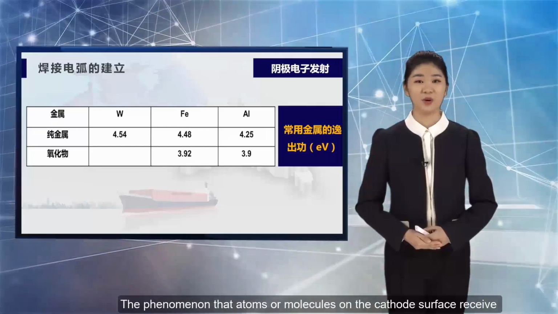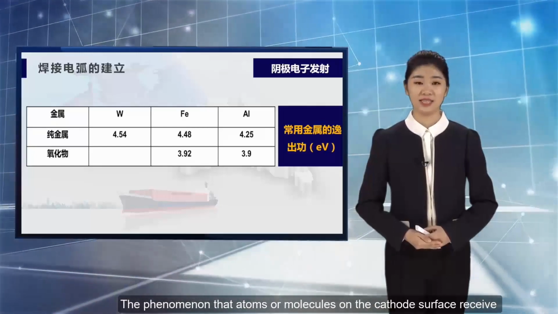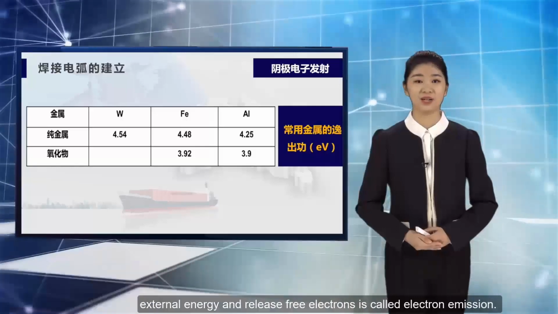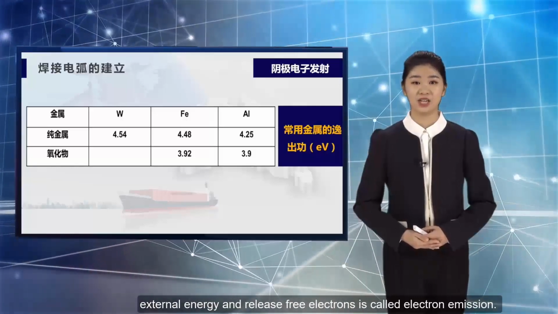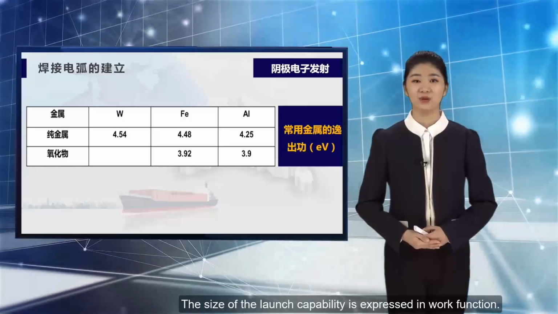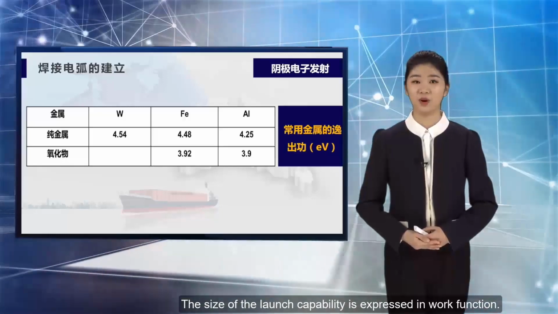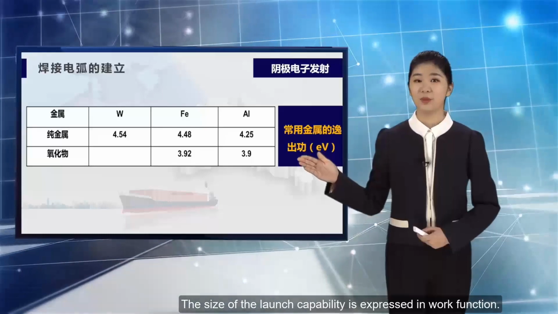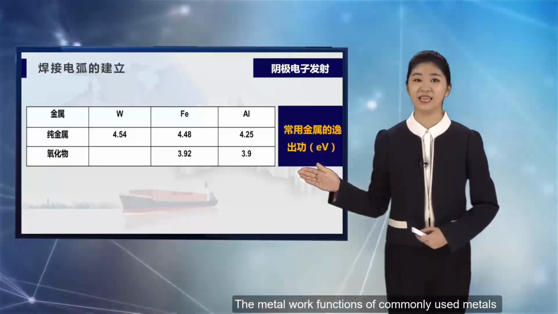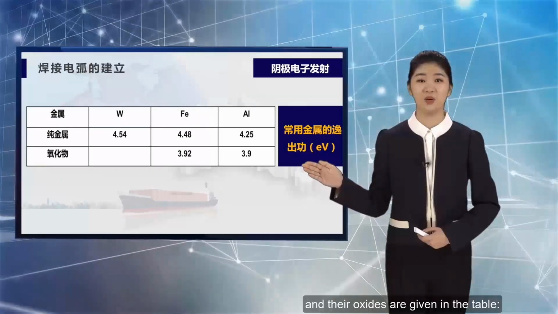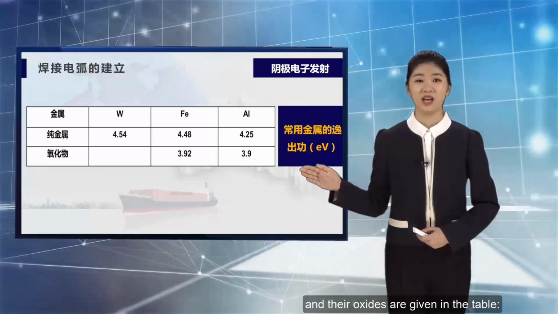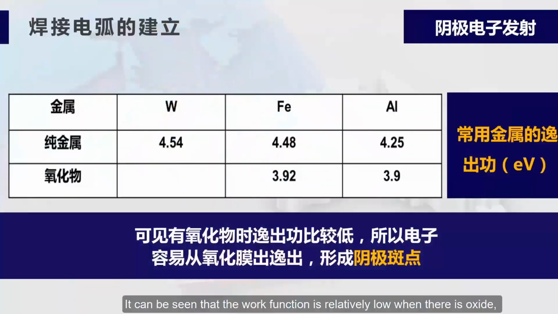The phenomenon that atoms or molecules on the cathode surface receive external energy and release free electrons is called electron emission. The size of the emission capability is expressed in work function. The metal work functions, in eV, of commonly used metals and their oxides are given in the table. It can be seen that the work function is relatively low when there is oxide, so electrons easily escape from the oxide film to form cathode spots.